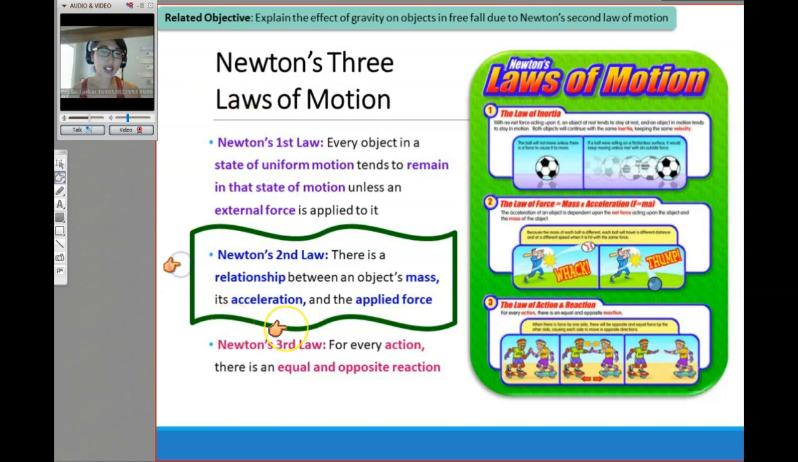Newton's second law says that there is a relationship between an object's mass, its acceleration, and its force, okay? And remember, there's an equation for this. Do you guys remember what that equation is? Or you can look up here on the picture really quickly. What's the equation for Newton's second law? The most famous physics equation. Tell me in the chat box. F equals what? Yes, F equals ma. Force equals mass times acceleration.